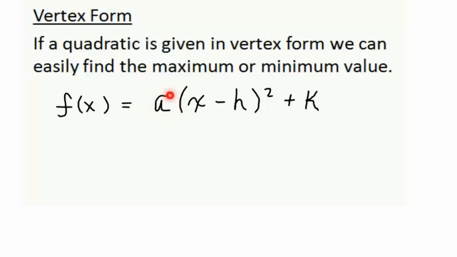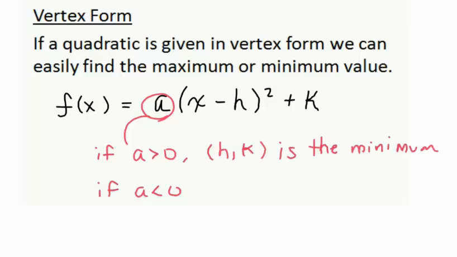Now we need to look at the value of a first. The value of a is going to indicate to us whether our parabola opens up or opens down. The other two important values here are h and k. H and k are going to indicate either the maximum or the minimum value of our parabola. If a happens to be greater than 0, that means our parabola opens up, and (h, k) is going to be the ordered pair for our minimum. If a happens to be a negative number, or less than 0, then our parabola opens downwards, and (h, k) is an ordered pair that describes the maximum of our parabola.